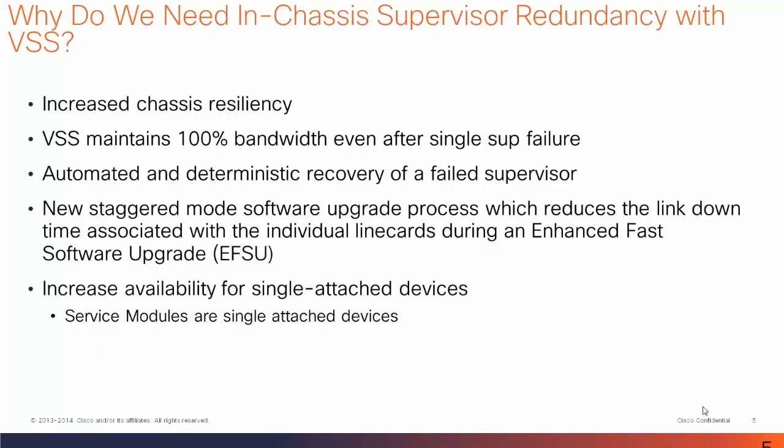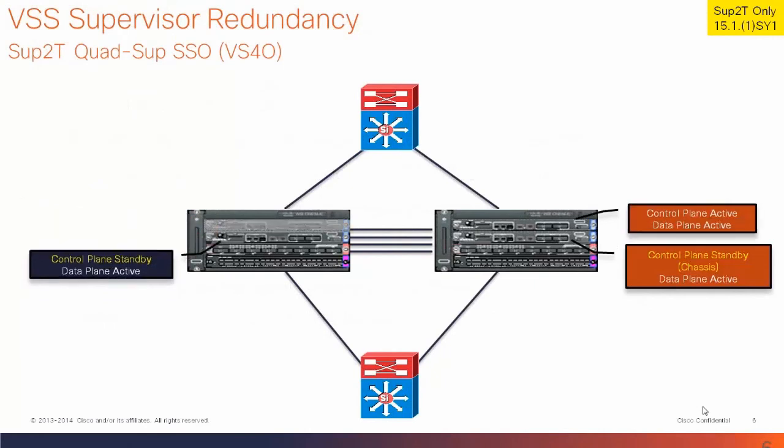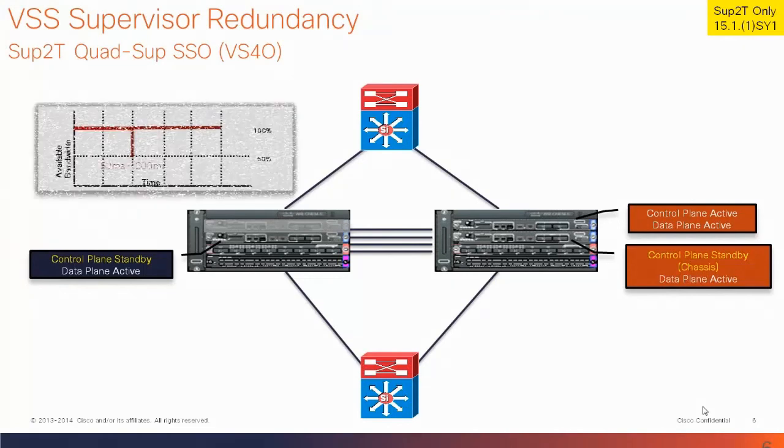Hence, to overcome the above downsides, Catalyst 6500 switches running 15.1 SY with Supervisor 2T now support an in-chassis standby supervisor within the chassis along with stateful switchover technology. So in the event of an active supervisor failure within the chassis, the standby supervisor can resume the active role with sub-second convergence.